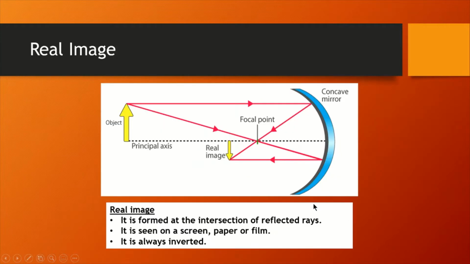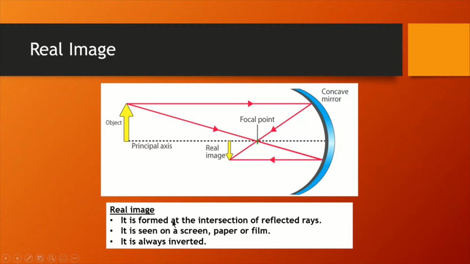Now, let's look at it in more detail. A real image, for example: I have a concave mirror. The object's light is reflected by the concave mirror, so the image is formed here. If we put a piece of paper here, we will see the image of this arrow on the paper, just like the image of the tree in the earlier slide. So this type of image is a real image.